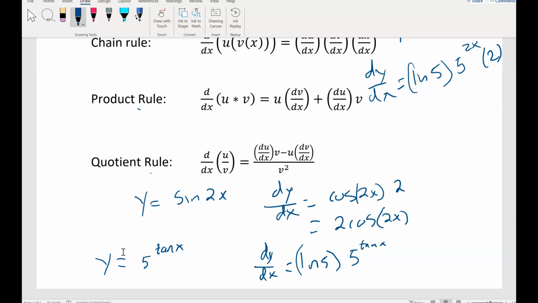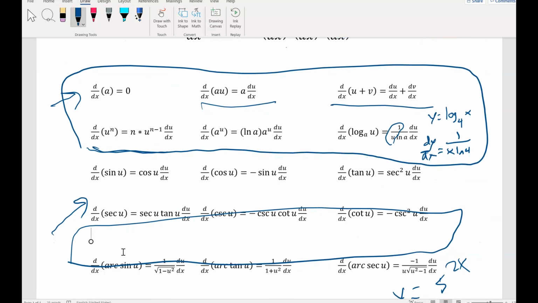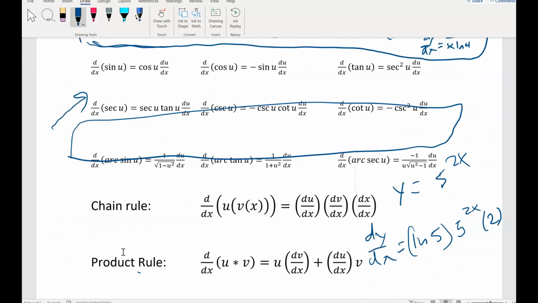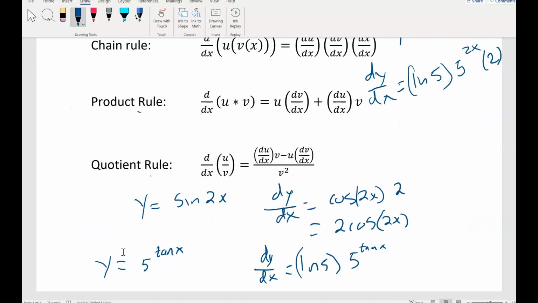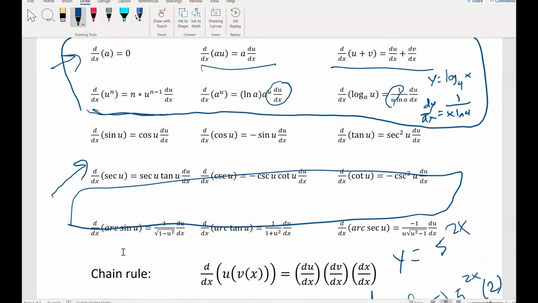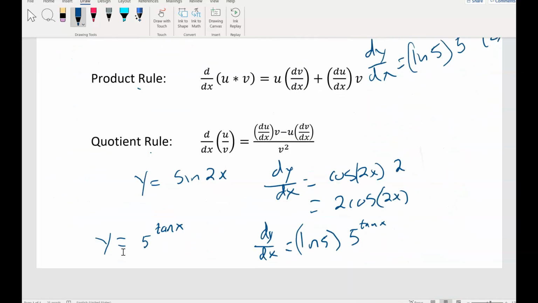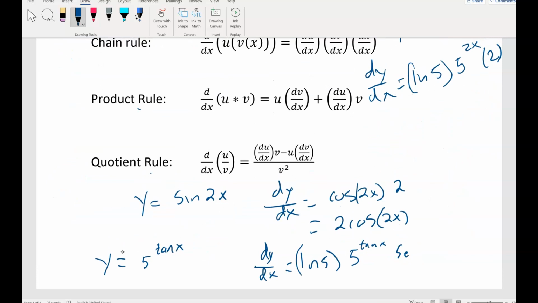And so in this case, u is tangent x, right? So we still have to multiply by the derivative of u. So we need the derivative of tangent. So we go back up here. Where's tangent? Right there. Apparently the derivative of tangent is secant squared. So that would be secant squared x, and then times the derivative of x, which of course is just 1. So dx/dx would just be 1, so we don't bother writing it. So that would be the derivative of y equals 5 to the tangent x.